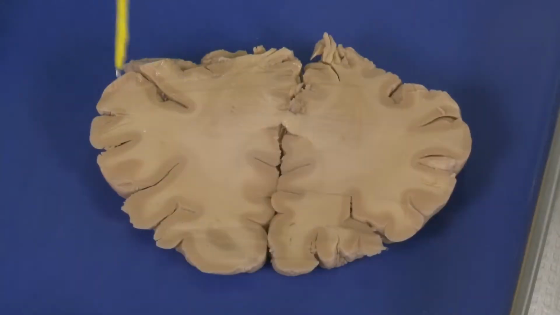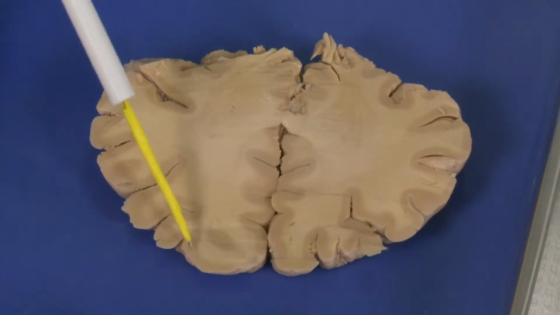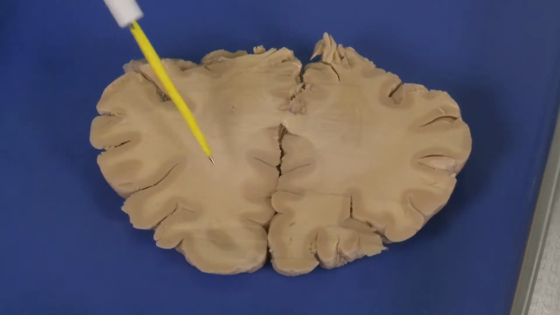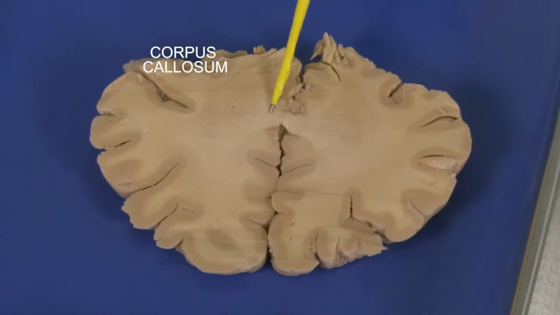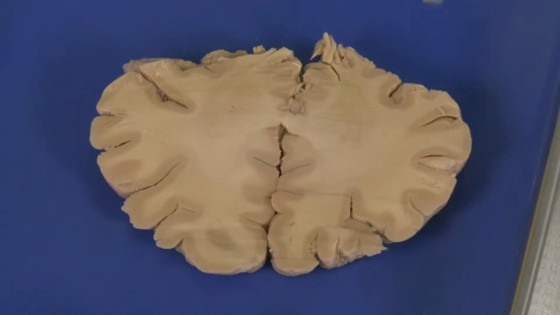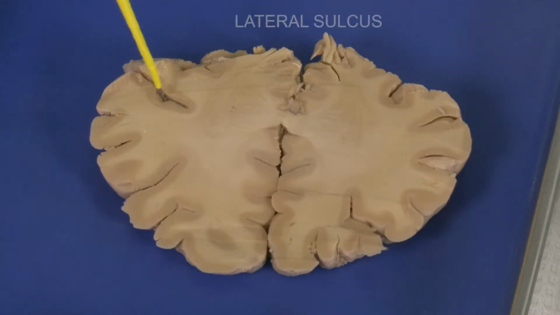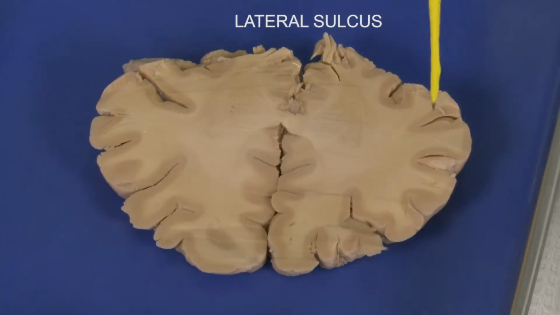So this is the second cut we made. Again, you have here gray matter and white matter. What we can see at this level is the beginning of the corpus callosum. Corpus callosum is a bundle of white matter that connects two hemispheres. The other thing we can identify here is the lateral sulcus on the side.